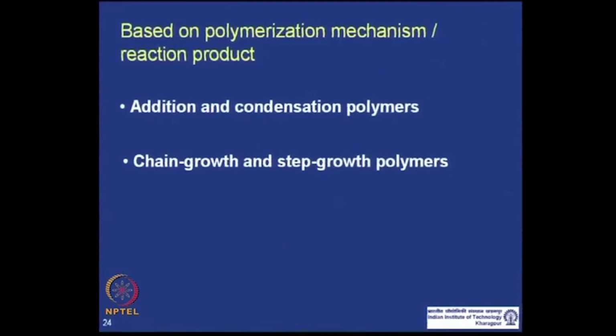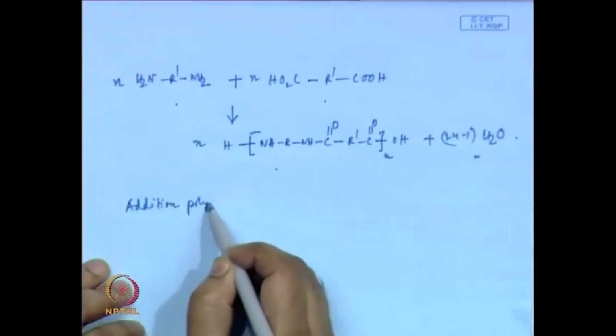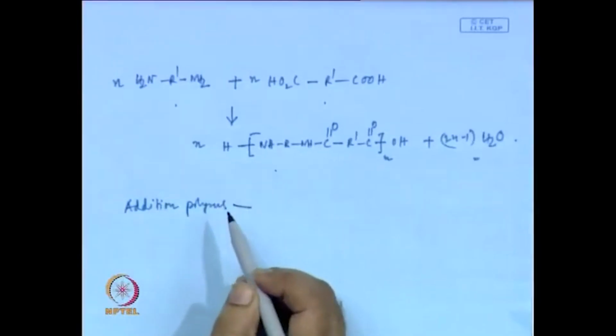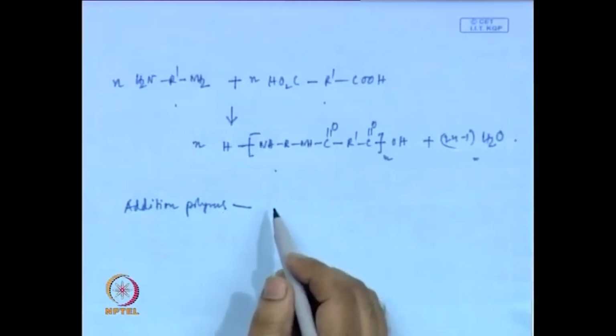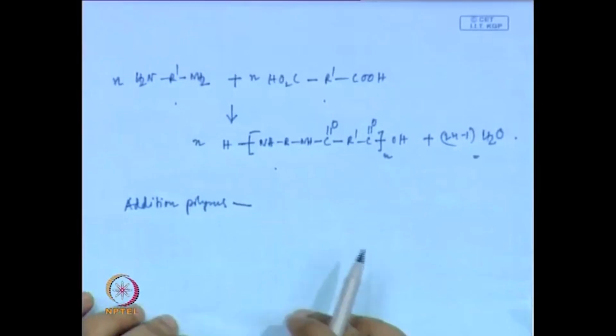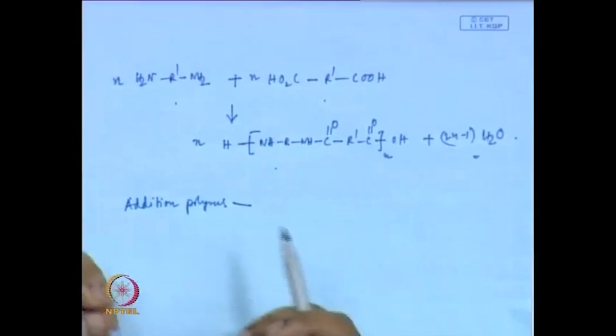Now, addition polymers are defined as the polymers which are synthesized by addition reaction. Addition reaction means monomers are just adding with each other and making polymers without elimination of small molecules.